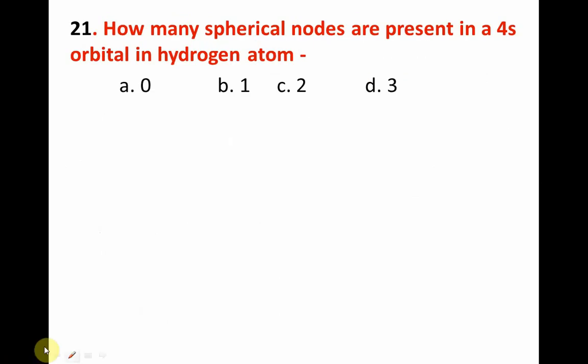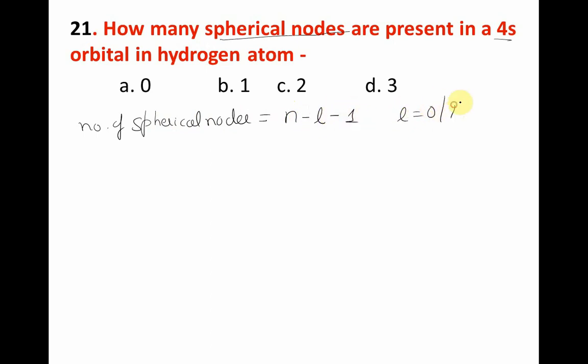Next question. How many spherical nodes are present in 4s orbital of hydrogen atom? We know that number of spherical nodes is always equal to, how are you going to calculate? By using this equation, n minus l minus 1.